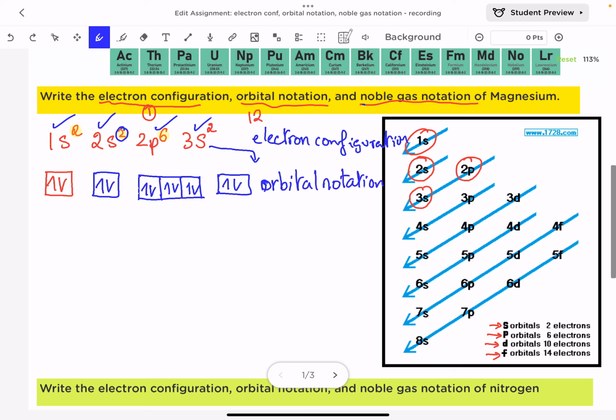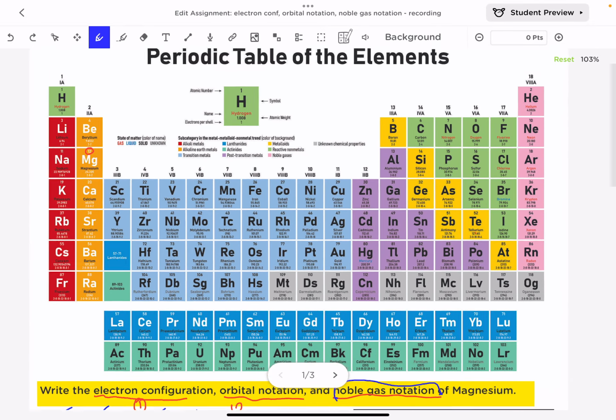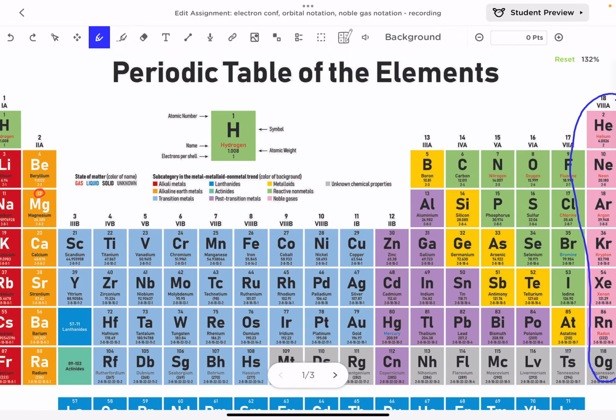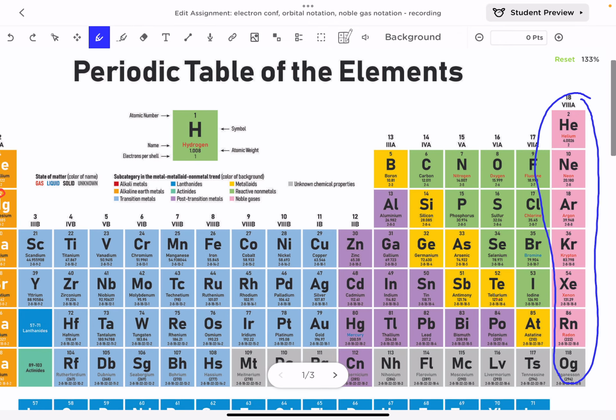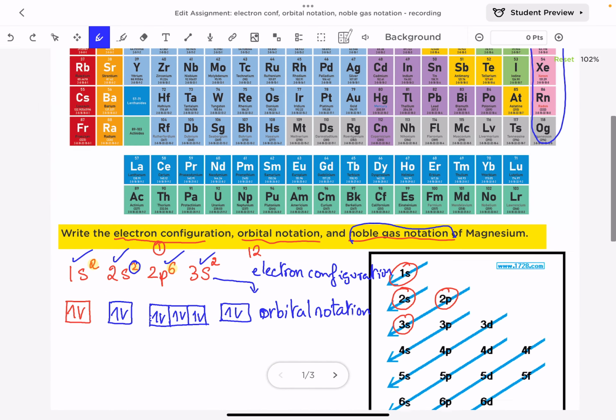Now the third way is the noble gas notation. How to do the noble gas notation? In order to do the noble gas notation, we look at our periodic table and specifically at the elements of group 18. Now, magnesium has 12 electrons, so we need to select an element from the group 18 in order to select it as an abbreviated electron configuration to replace the orbitals written. So here we have helium-2, neon-10, argon-18. Argon has 18 electrons. It's more than what we are distributing.